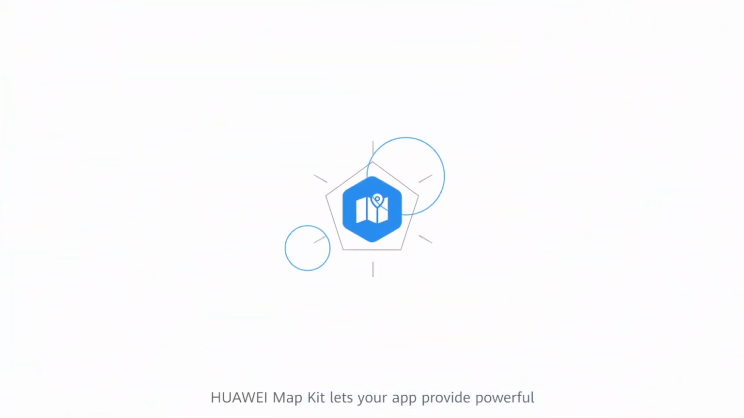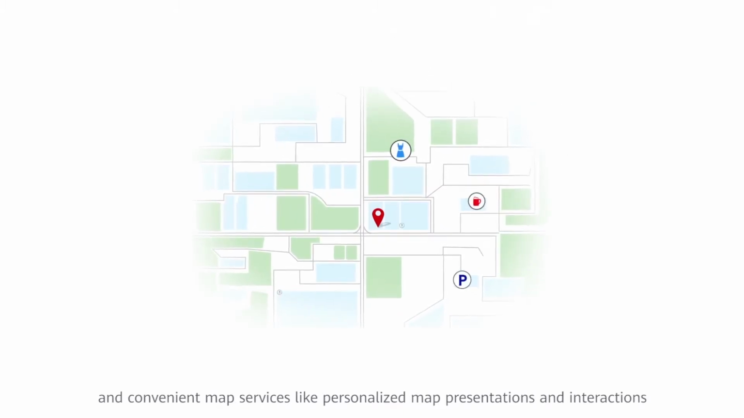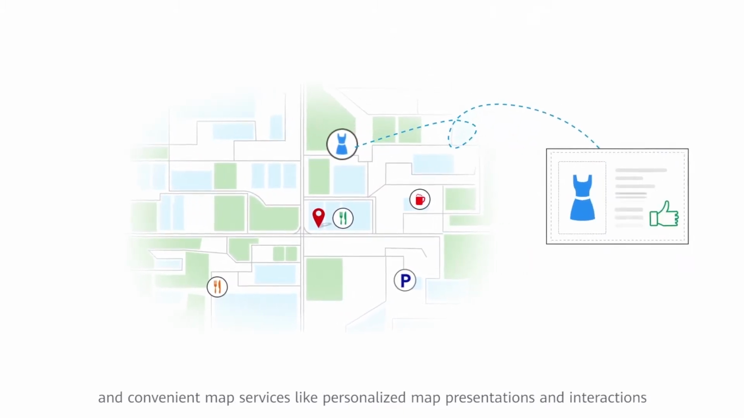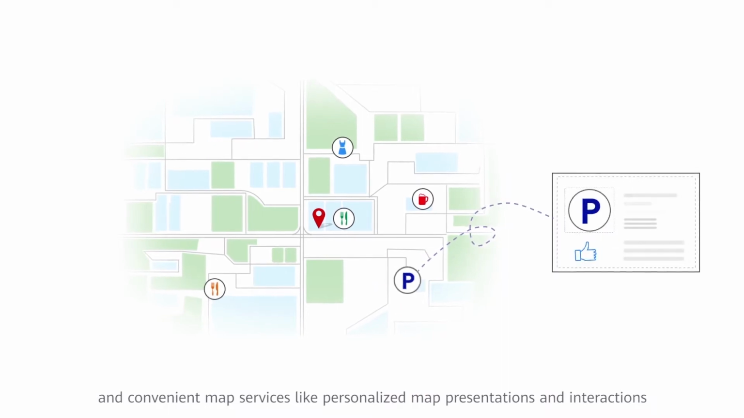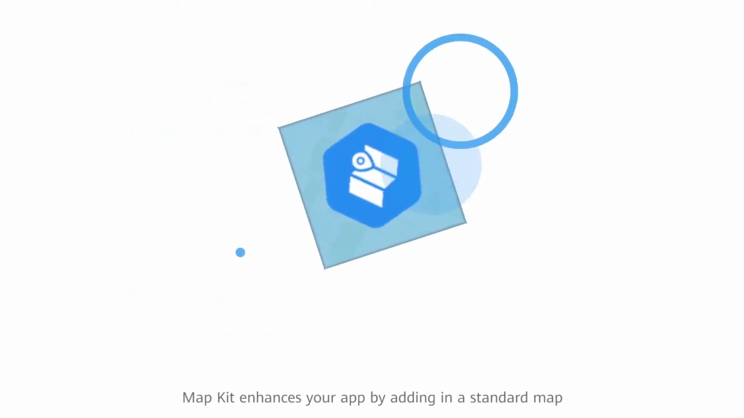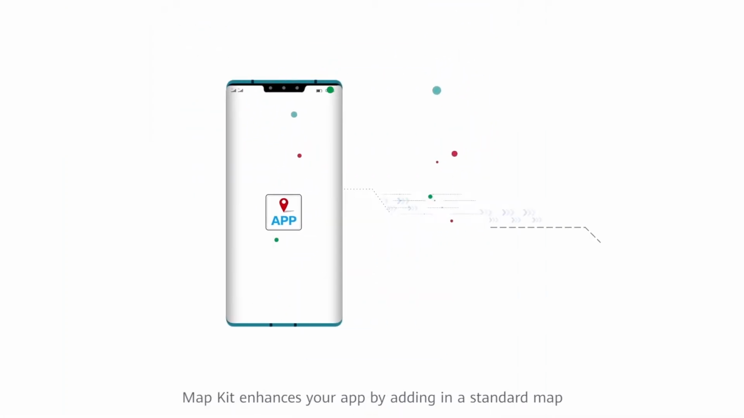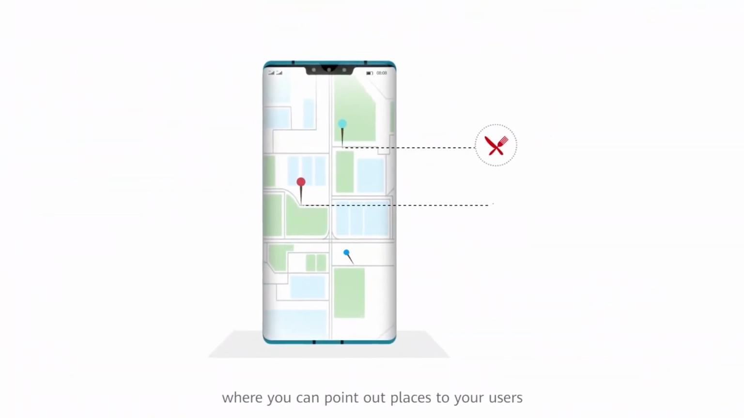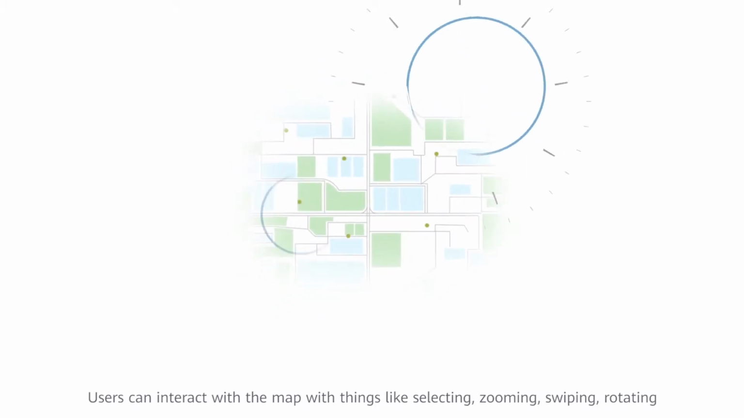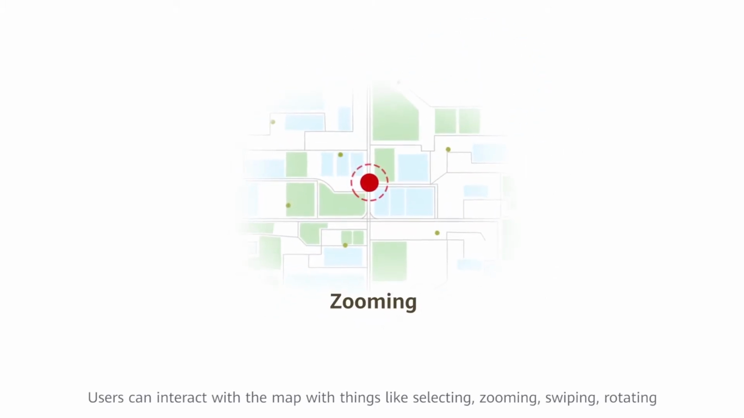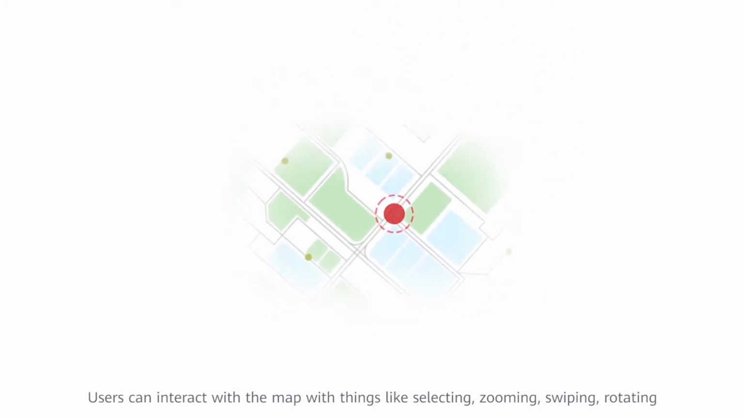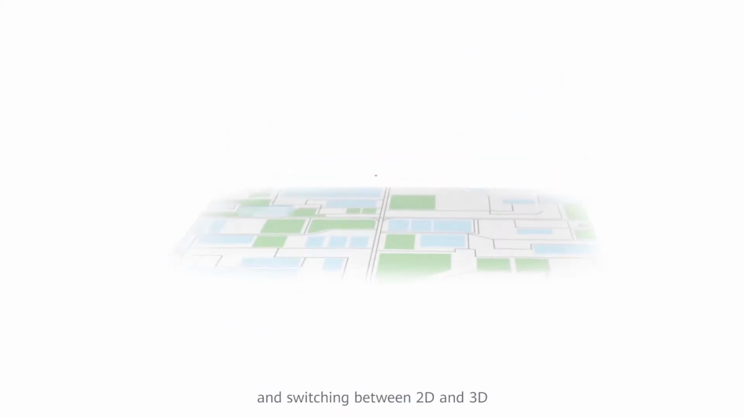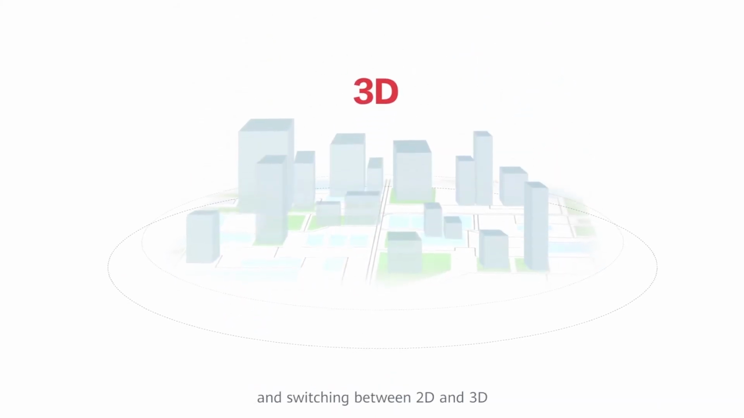Huawei Map Kit lets your app provide powerful and convenient map services, like personalized map presentations and interactions. Map Kit enhances your app by adding in a standard map, where you can point out places to your users. Users can interact with the map with things like selecting, zooming, swiping, rotating, and switching between 2D and 3D.